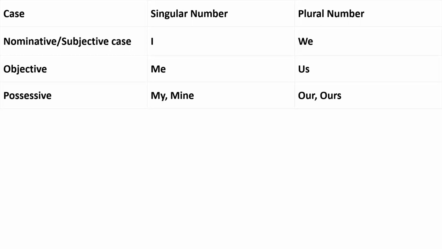So, in the last class, I felt that you are unable to detect which is subjective case pronoun, which is objective case pronoun, which is possessive case pronoun. So, this thing I want to make you understand with some exercise, right?